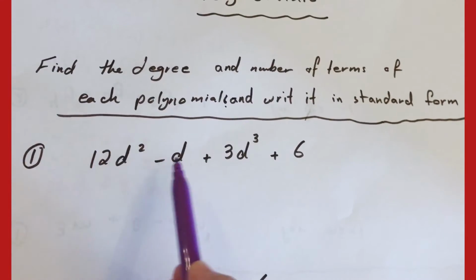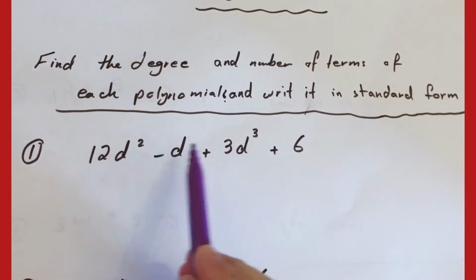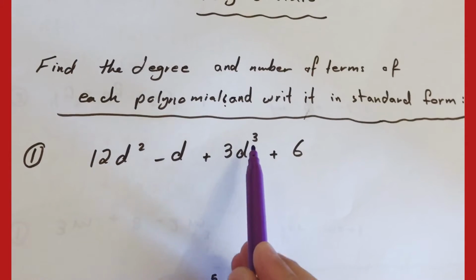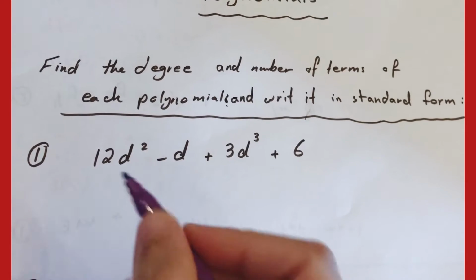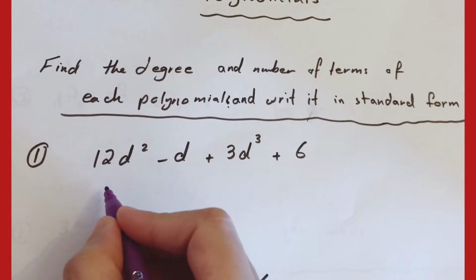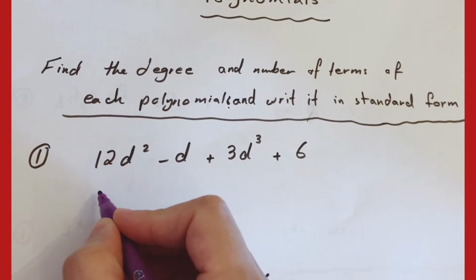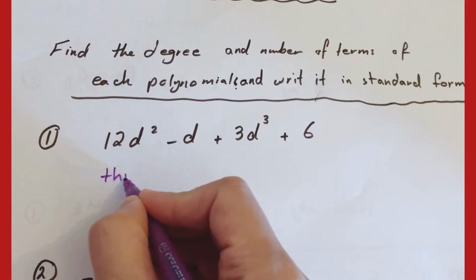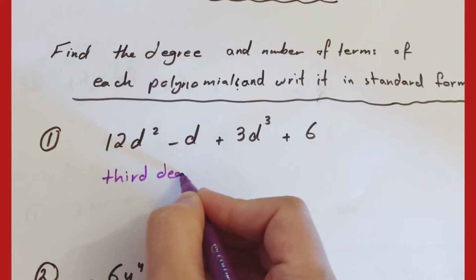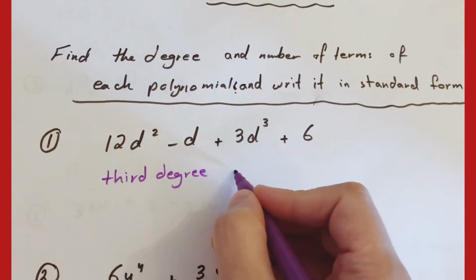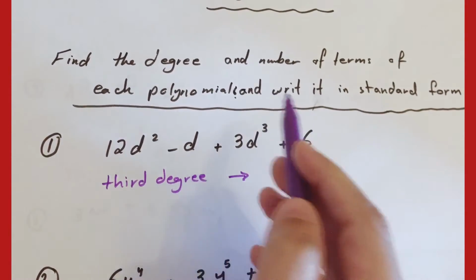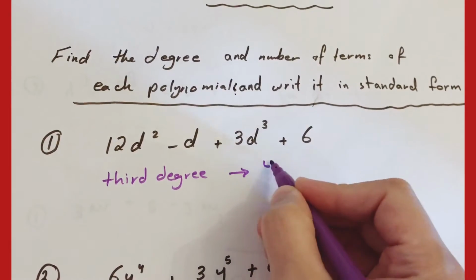So which one is the largest degree here? It is 3d to the power of 3. So I will write it. For the degree, it is the 3rd degree. Okay. What about the number of terms? 4 terms.